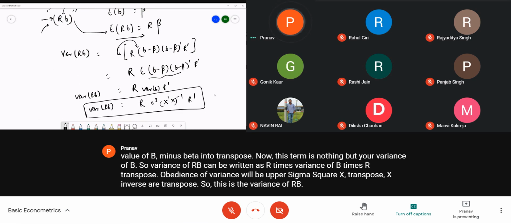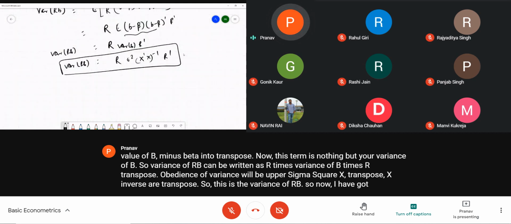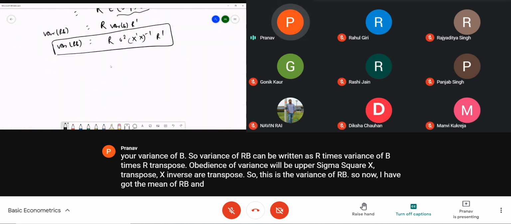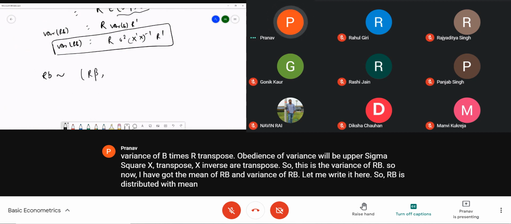So now I have got the mean of Rb and variance of Rb. Let me write it here. So Rb is distributed with mean R beta and variance R sigma square X transpose X inverse R transpose.